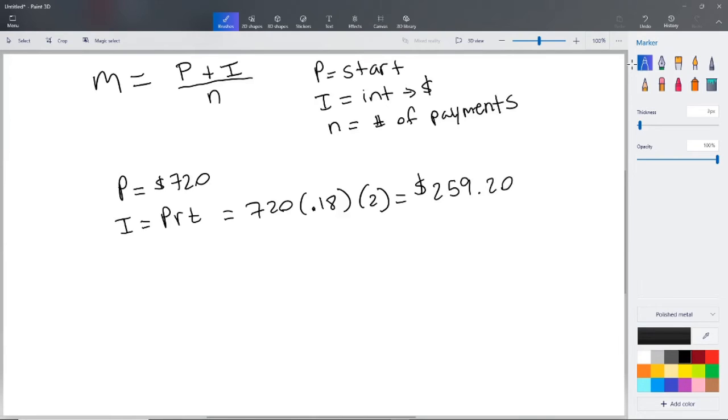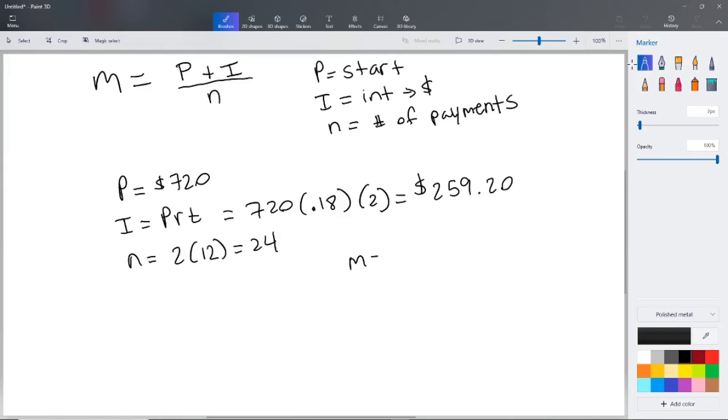Perfect. So now we know the P, we know the I, and the number of payments it told us. If you go back to the problem, it says for 2 years once again. And so that means we're going to have 24 total payments since we're paying monthly, as in 2 years times 12 months a year, which gives us 24 total payments. So now we can put it all together.